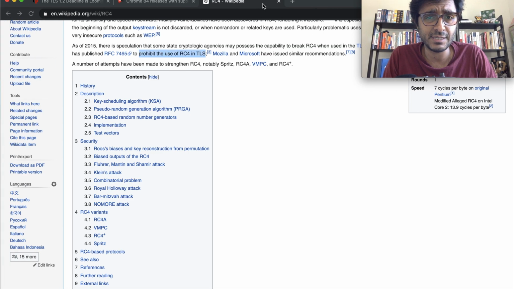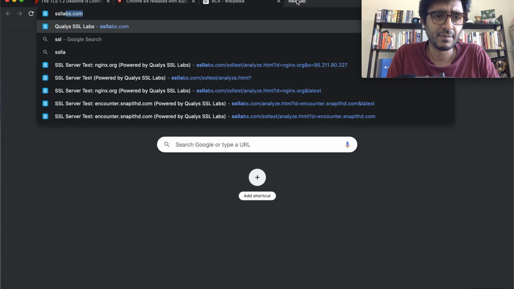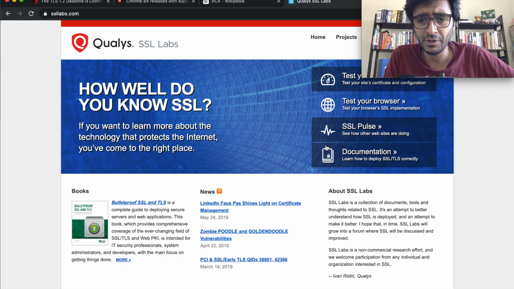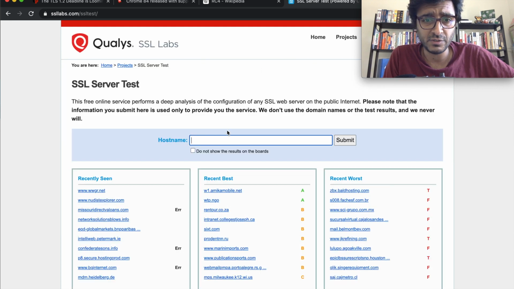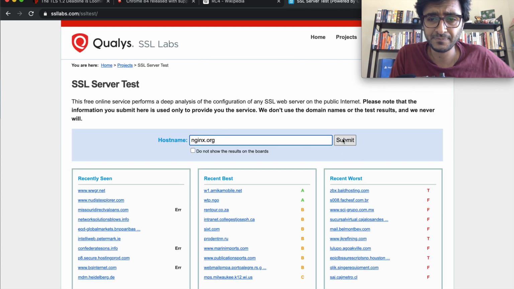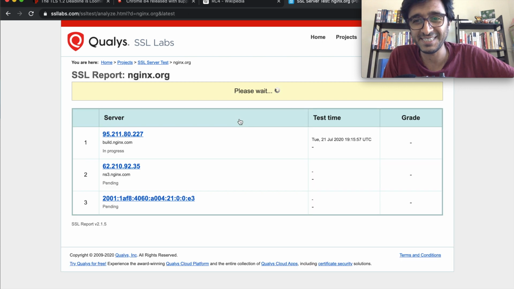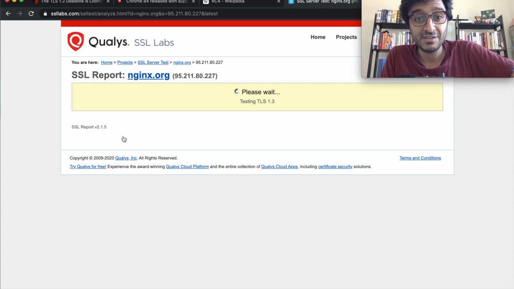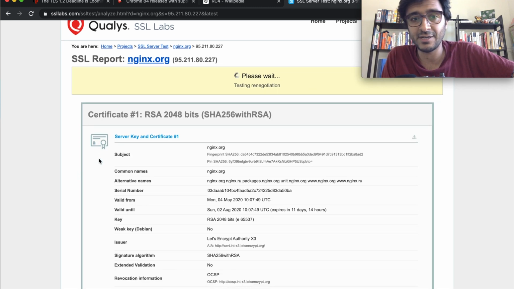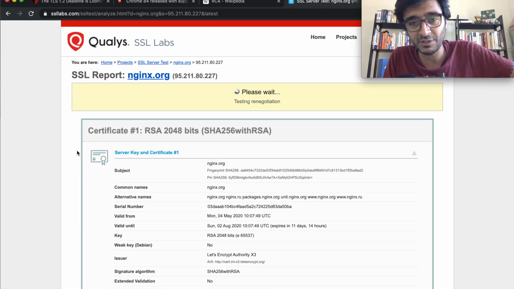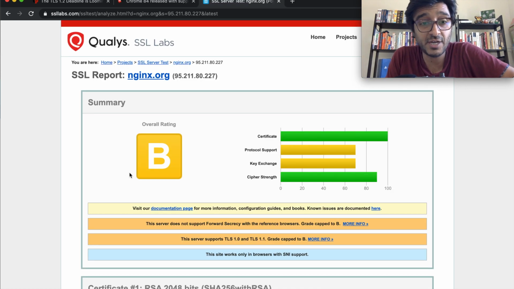Let's go to SSL Labs. And how about we test one of the servers. I don't know, nginx.org. I keep testing just nginx. It's very interesting. This is a pretty good site that tests basically all TLS versions and all that stuff. Let's just wait for it to complete. It tests all TLS versions and certificates and shows everything about your server. So pretty good. So this is done.